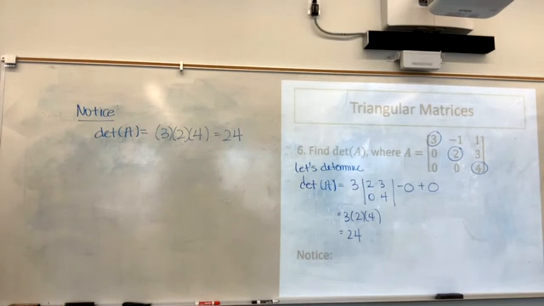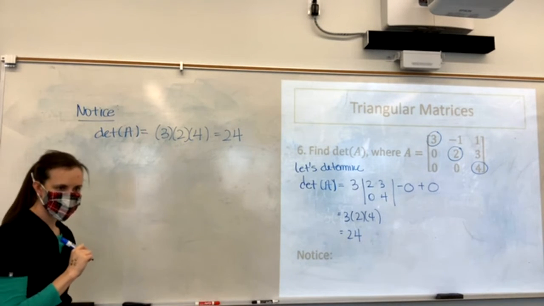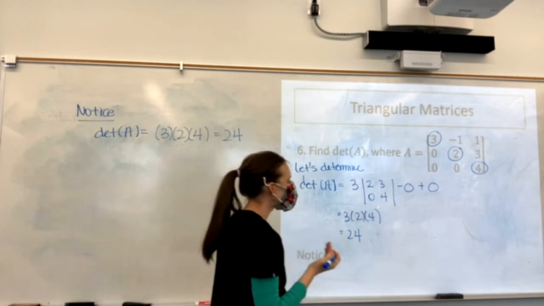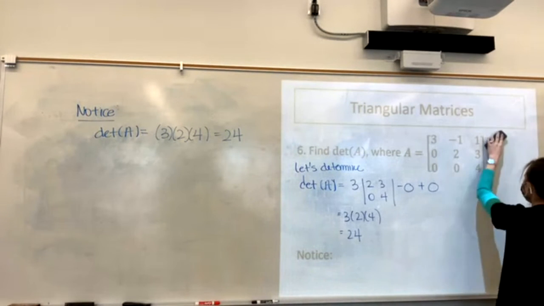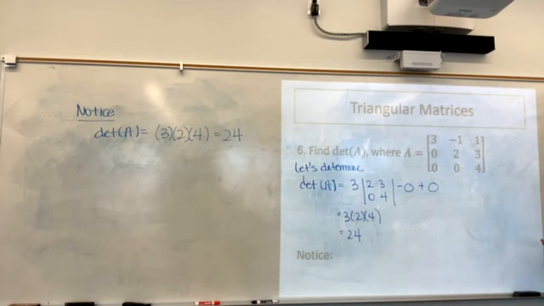Right? It's just 3 times 2 times 4, which are the entries down that main diagonal. Well, A is a special matrix. It's what's called an upper triangular matrix. And we'll define these formally in just a second.